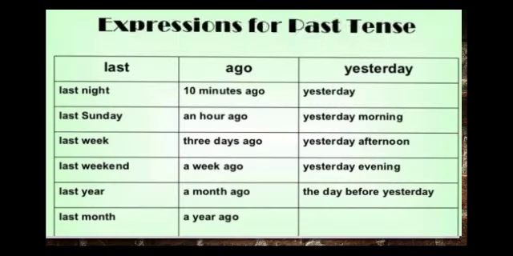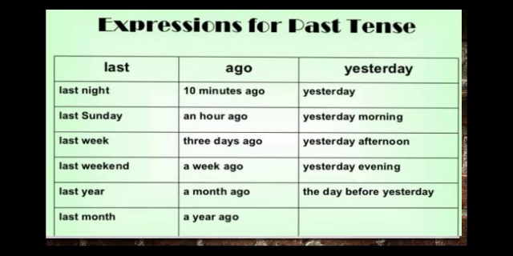So now have a look at this box or table. Over here, we have some clue words, those symbols, which clearly state that the action was performed in the past. The action that we are talking about in the sentence was performed in the past. For example, last. Let's say, I met him last night. So, this word last night tells us that the action of meeting someone was performed in the past. This last can be written in any form. In the sentence, we can say last Sunday, last week, last weekend, last year or last month.